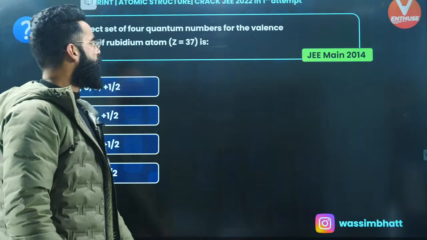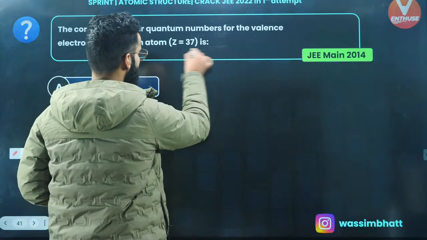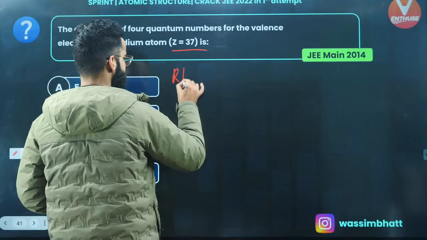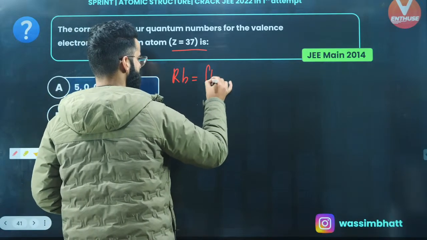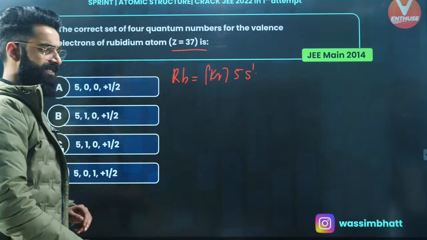Okay, the correct set of 4 quantum numbers for the valence electrons of rubidium. If you talk about rubidium, whose atomic number is 36, what is going to be its configuration? Outermost configuration. If you talk about the outermost configuration of rubidium, it's going to be krypton, then comes 5s1, right? It's a group first element.